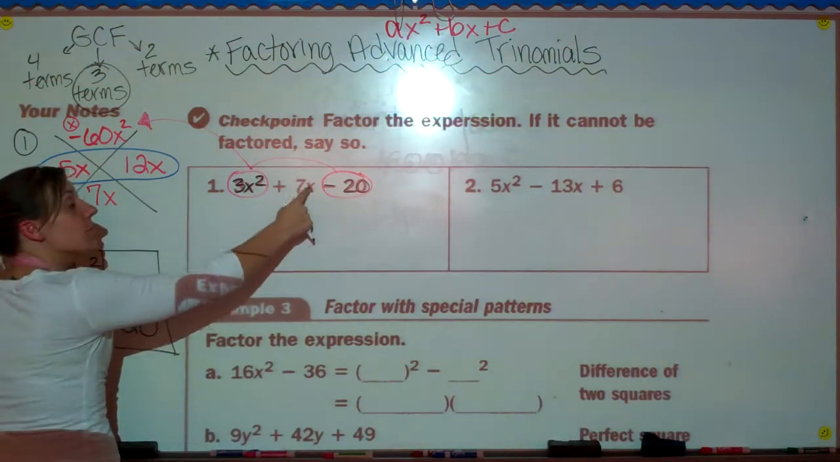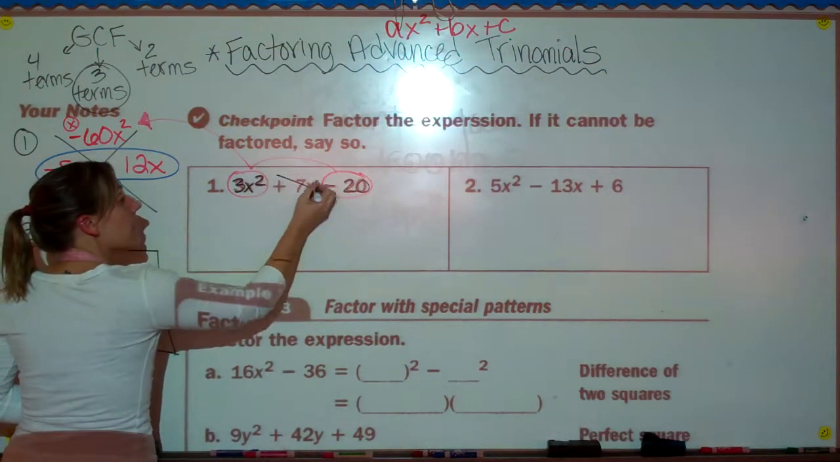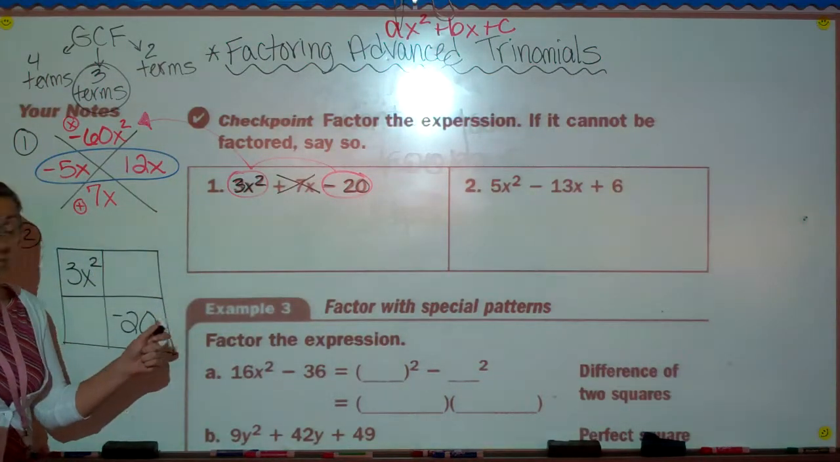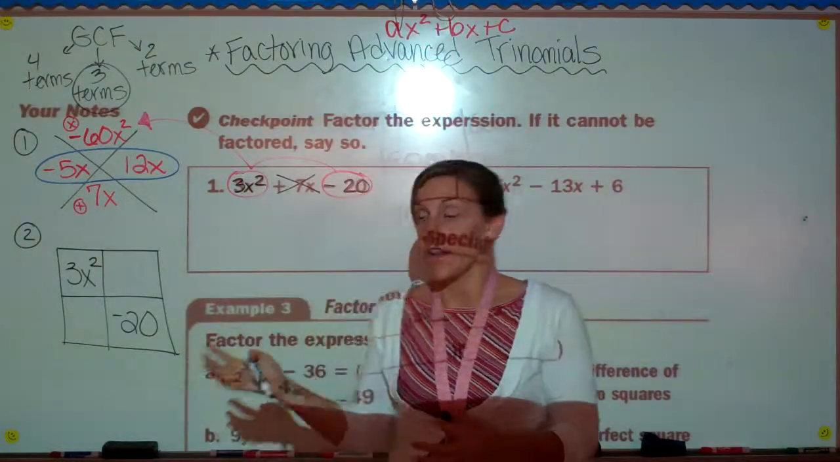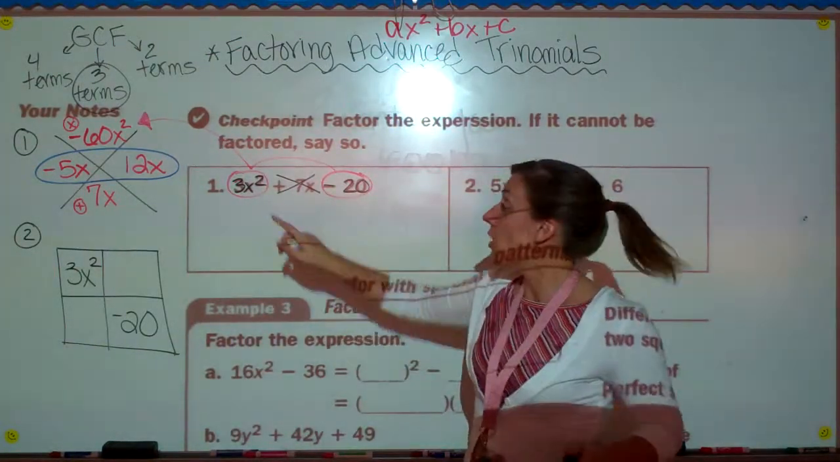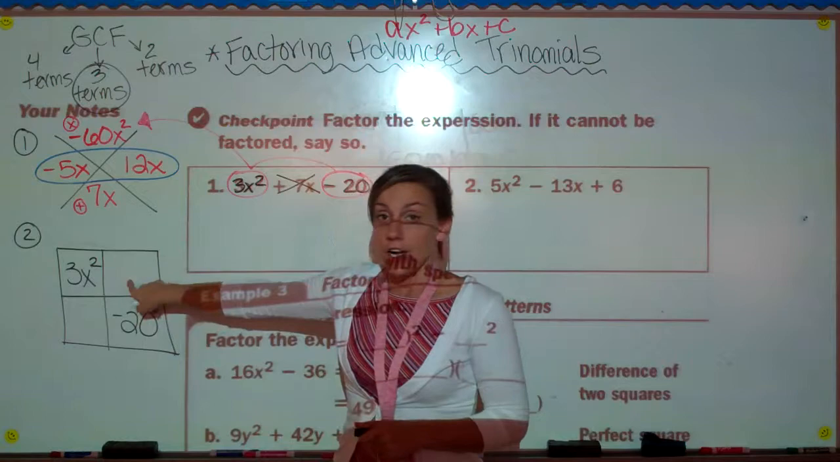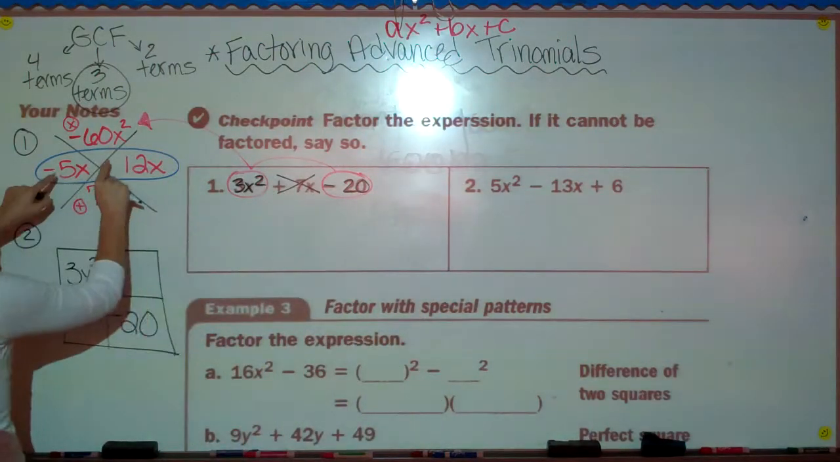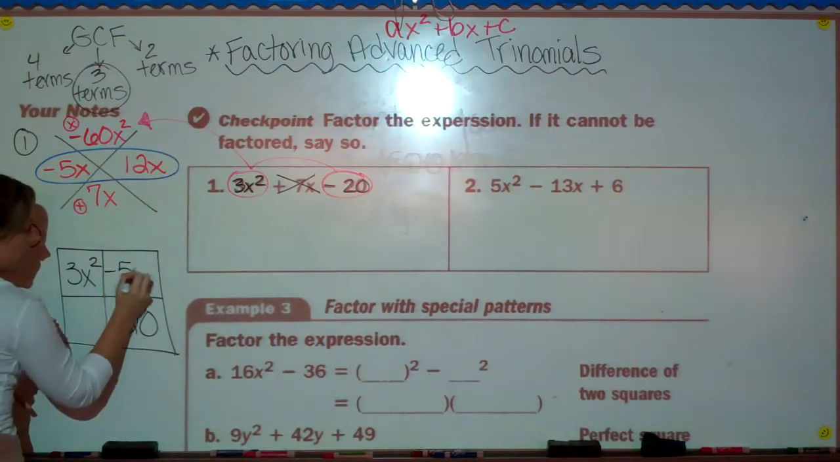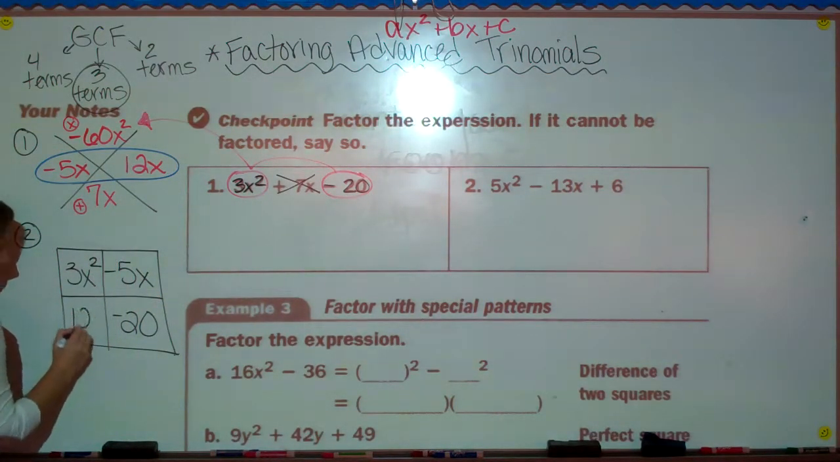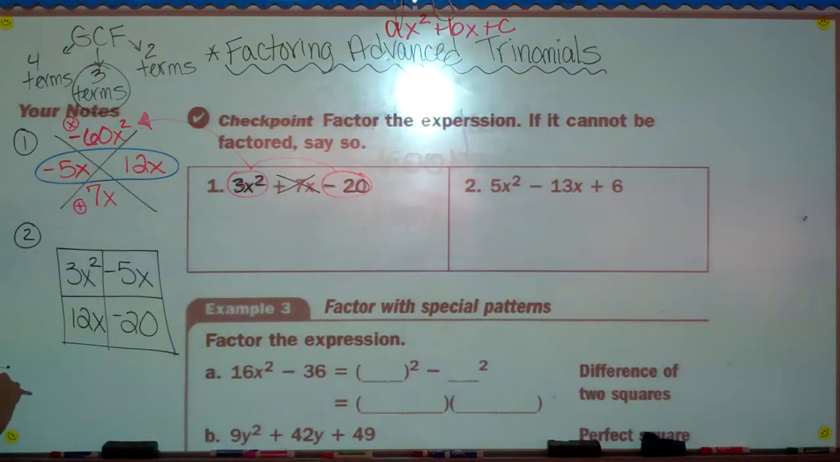What we have to do is take that middle and break it apart. So instead of a 7x, we don't know where to put that 7x, we break it apart. Don't put this in here. What we do is we put the 2 pairs we just found in here. So I'm going to put negative 5x here, and I'm going to put 12x right there.